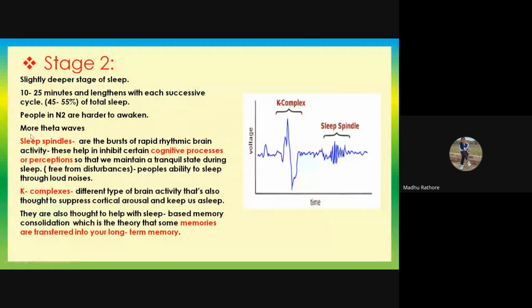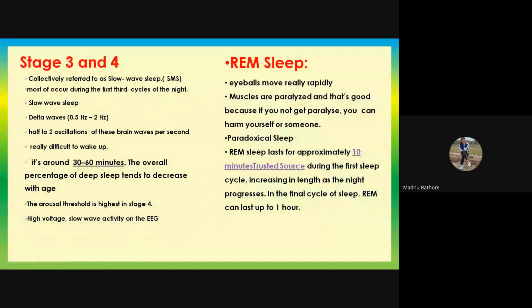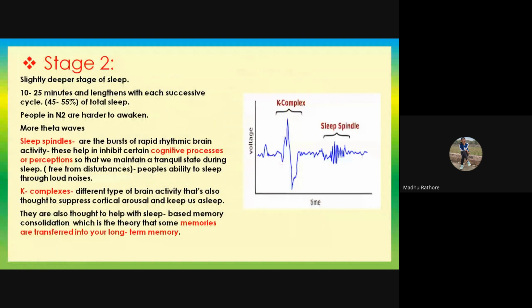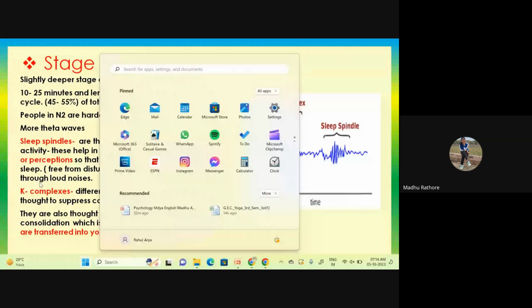Sleep spindles and K complexes are present in which sleep? Second stage. Yes.